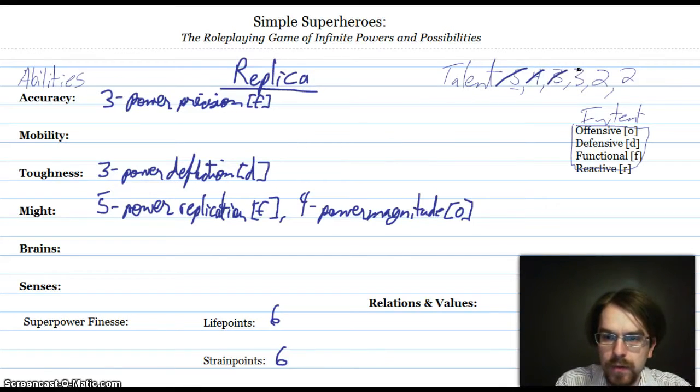Now, we have a couple other talents, and these are going to be outside of her power replication. So if she has no power currently copied, she's going to be able to use these. So I'm going to have grappling.